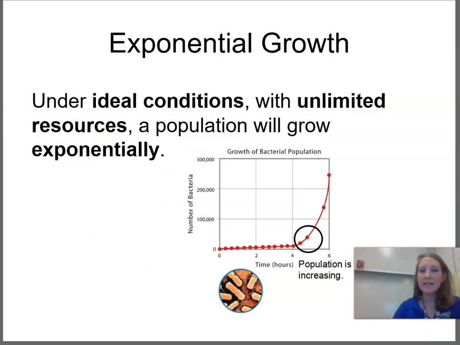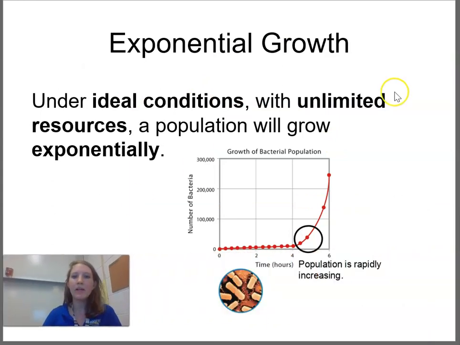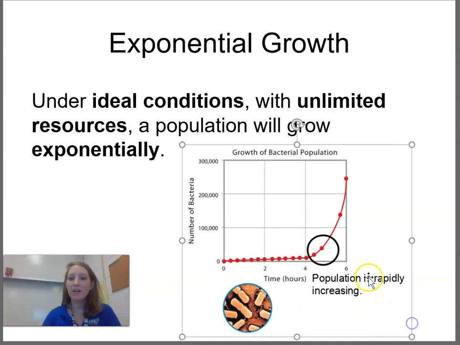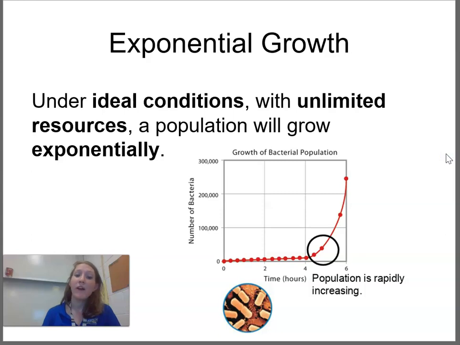Okay, so under ideal conditions with unlimited resources, a population will grow exponentially. And what that means is, if you have lots of bacteria, if they're really happy and the environment is good, they've got a lot of food, then they're going to just explode.